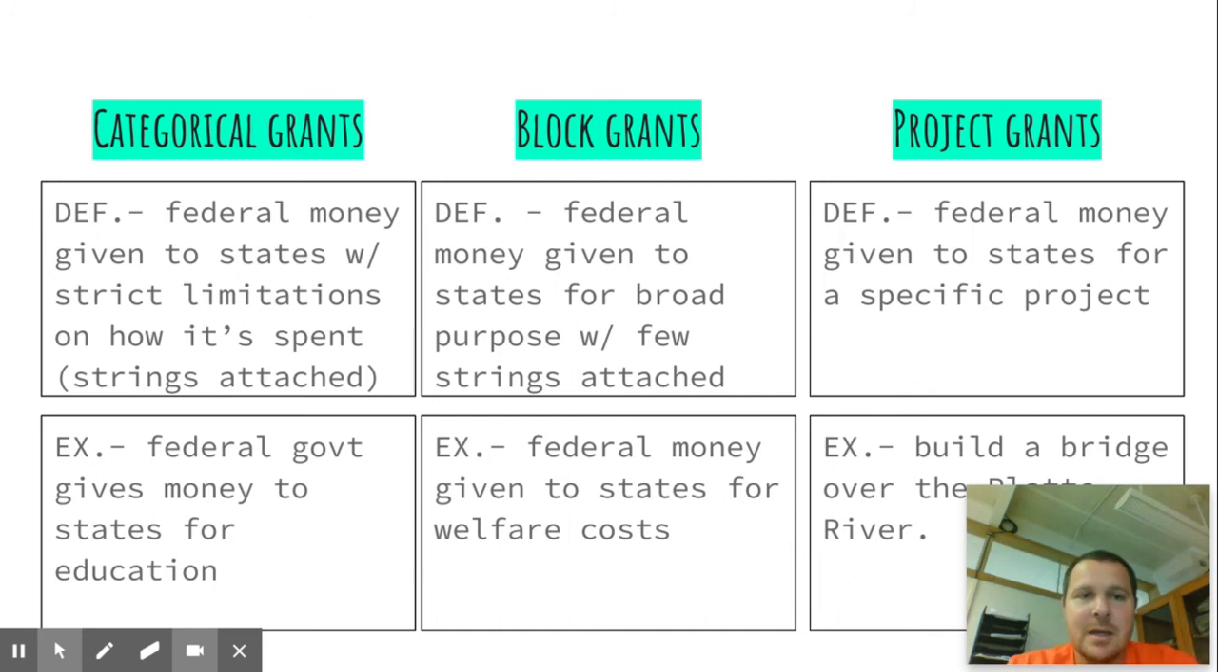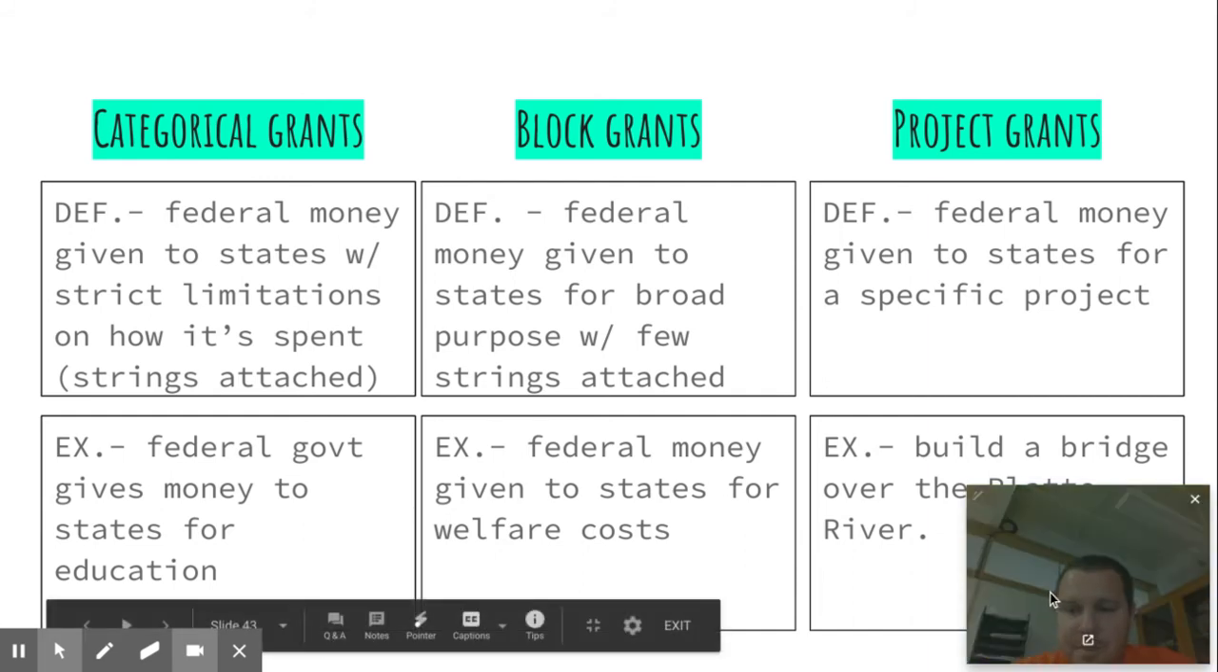So again, categorical grants are somewhat specific. They're given with a specific purpose with strings attached. Block grants are much broader. Oh, you have a certain number of citizens who are living below the poverty line. Here's X amount of dollars. Spend it in your state how you need to spend it to help people who are in poverty.